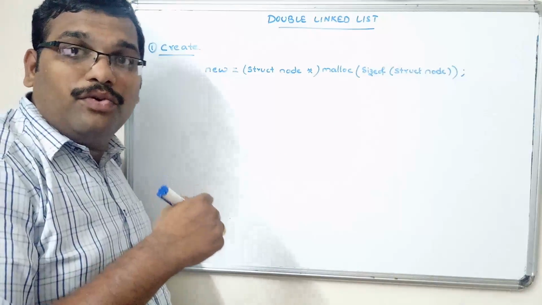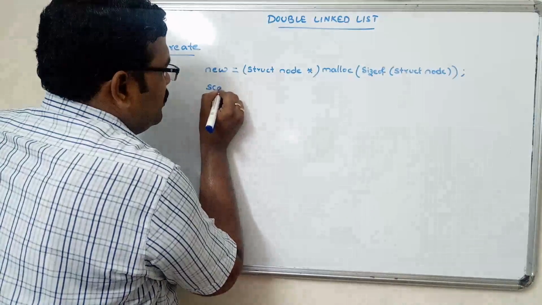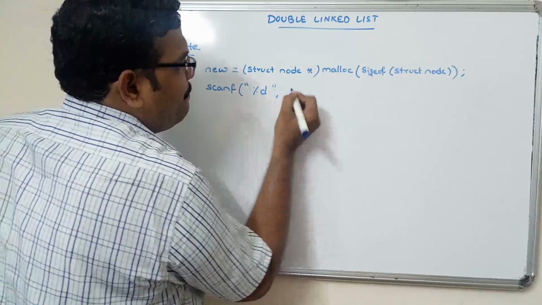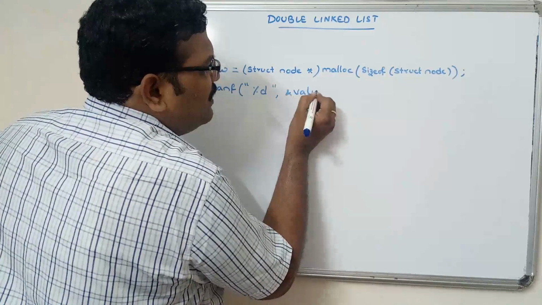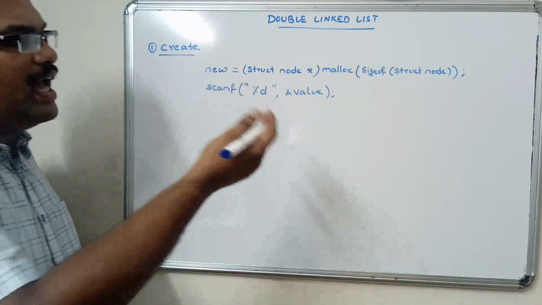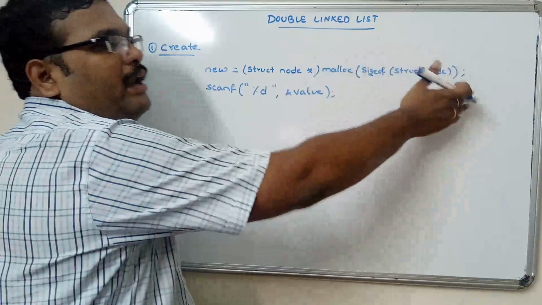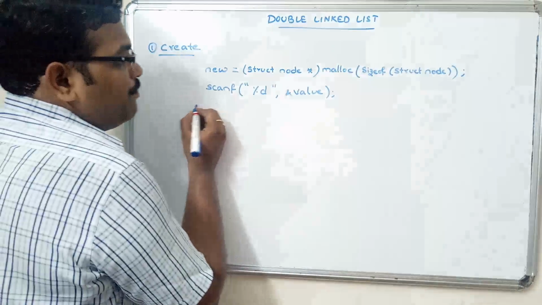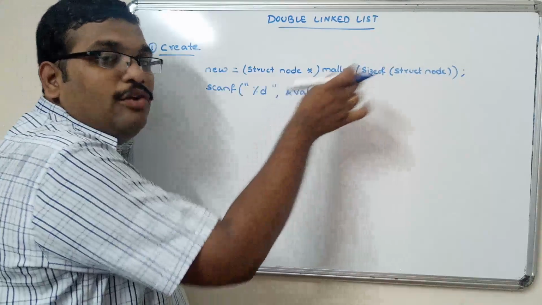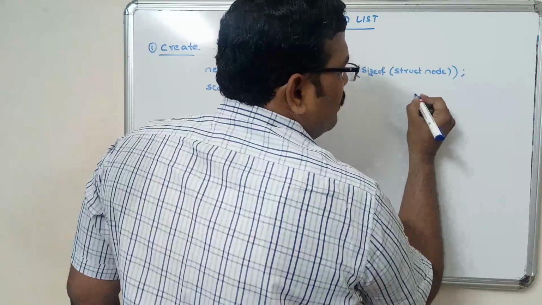Now we have to read the value data. So scanf %d ampersand value. If it is an integer, we have to use %d. If it is a character, we can use %c. Now we have a value and a node. Now we have to place this value in the node. Whenever we execute this one, this will be created.